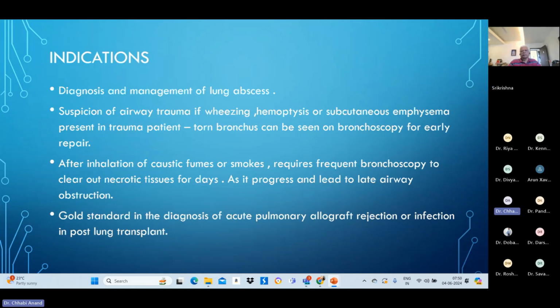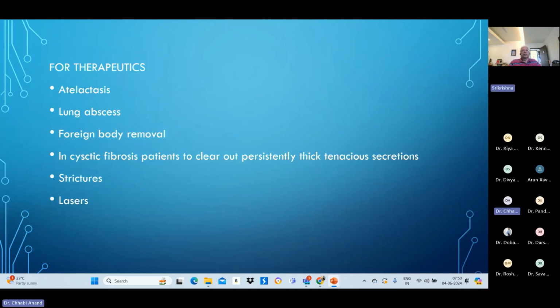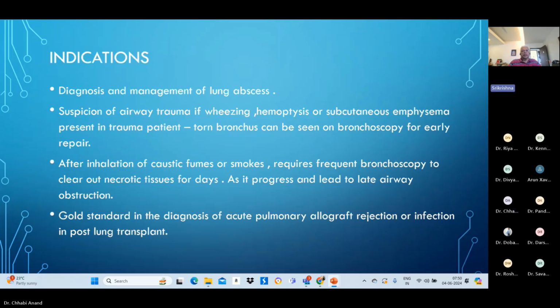After inhalation of caustic fumes or smoke, patients require frequent bronchoscopy to clear out necrotic tissues for days as it progresses and leads to late airway obstruction. Gold standard in diagnosis of acute pulmonary allograft rejection or infection in post-lung transplant. For therapeutics, these are the least used indications for fiber optic bronchoscopy.